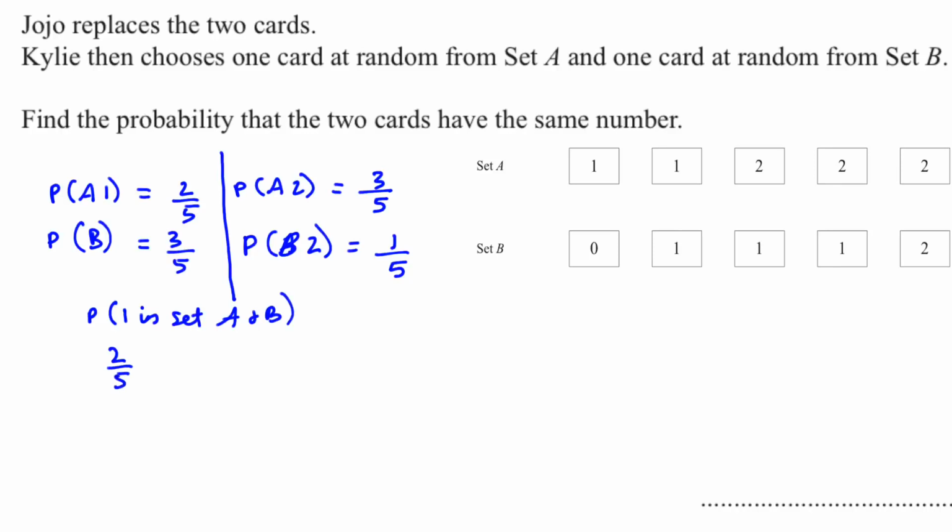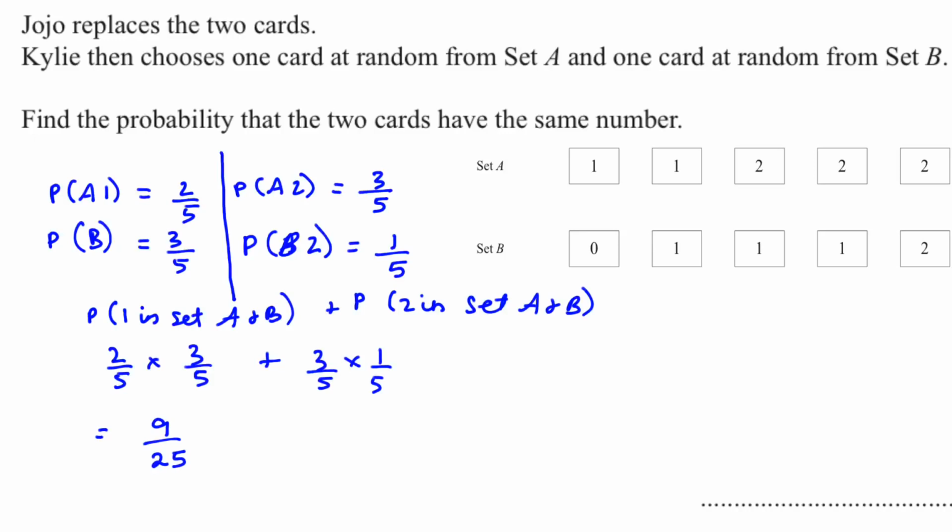In set A and B, 2 over 5 multiplied by 3 over 5, plus the probability of it being 2 in set A and B, that will be 3 over 5 multiplied by 1 over 5. This will give you 9 over 25. So that's your probability of having the same number. Here we did not subtract 1 because we are not taking something and not replacing it back. We are taking each one from different sets.